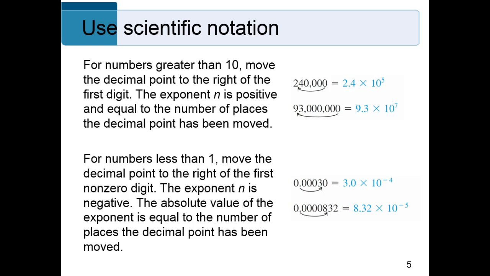All right. Let's see. The exponent n is negative because this number was less than 1. So the exponent's going to be negative. It was a decimal number, way out there, so it's going to be a negative. The absolute value of the exponent is equal to the number of places the decimal point has been moved. So that's why you count.